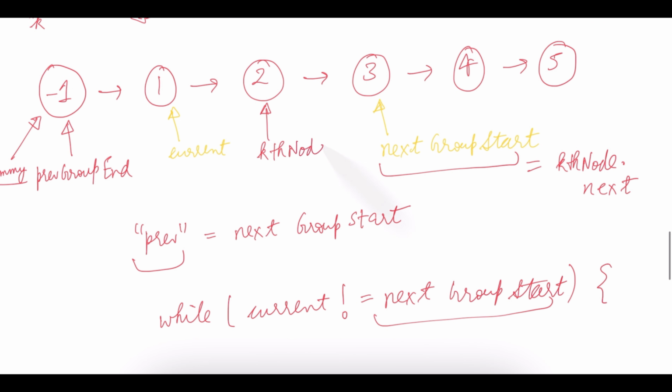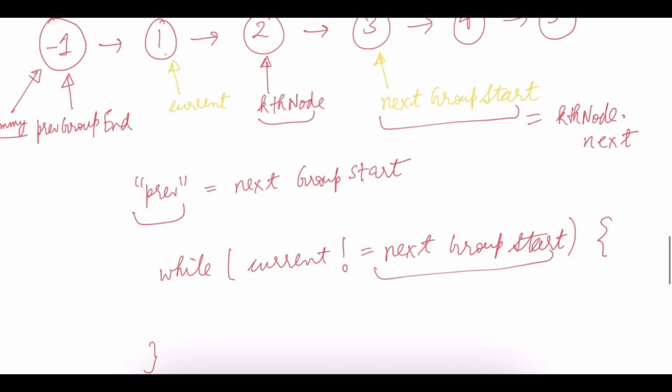as when current is equal to kth node, then previous would be this node, and we are going to update our current.next as previous.